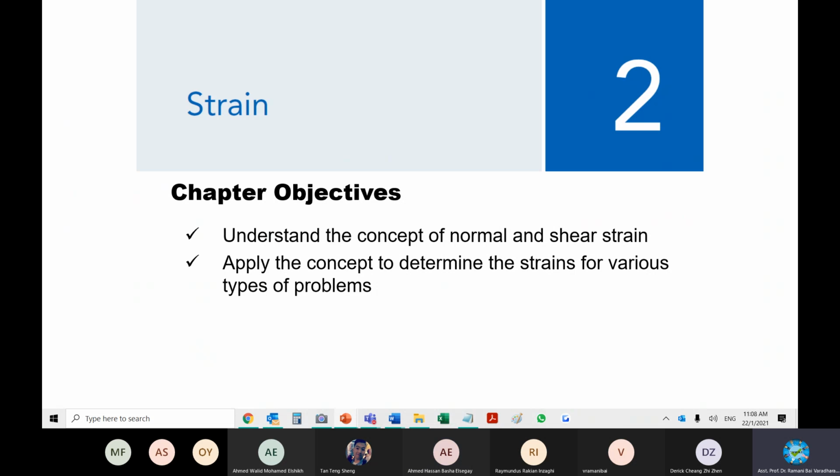Chapter 2, the objectives are understanding the strain, normal and shear strain. I go for normal first and then shear strain we'll do later. Apply the concept to determine the strains for various types of problems. Okay, these are the things we are going to attend today.